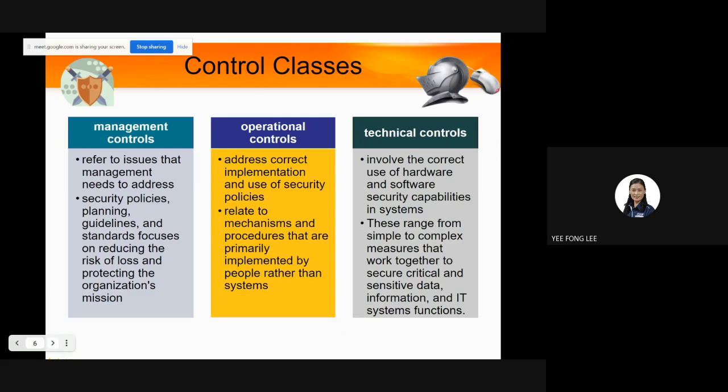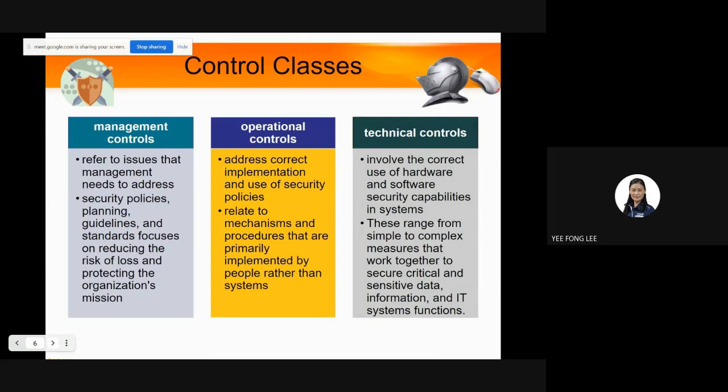So this part addresses the correct implementation and use of security policies and standards, ensuring consistency in security operations and correcting deficiencies identified in this. So this control relates to mechanisms and procedures that are primarily implemented by people rather than the system. They are used to improve the security of the system or a group of systems.